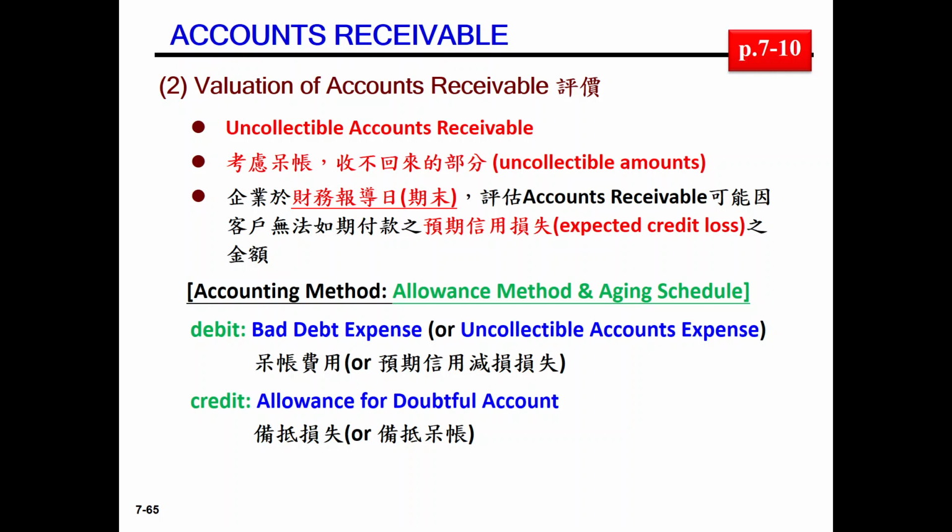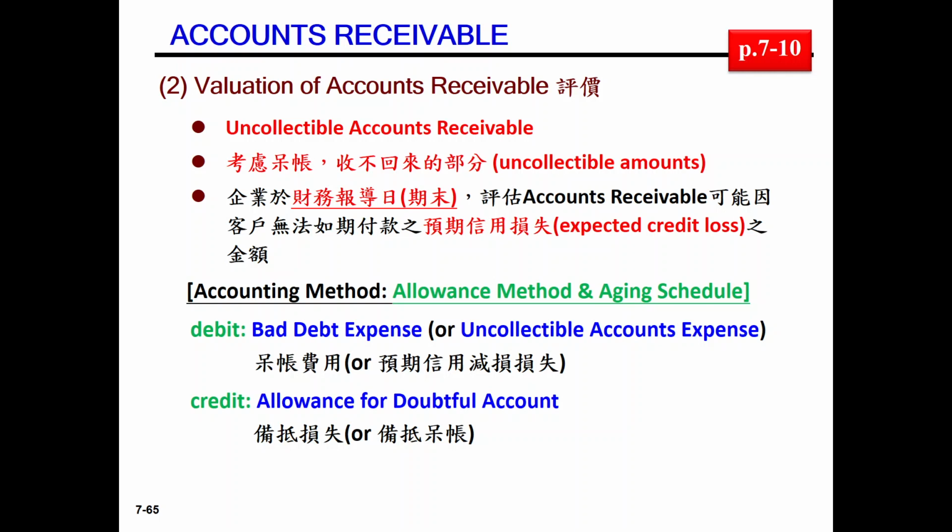Allowance method. Then for the amount, what's the journal entry we use? Debit, bad debt expense, right? Credit, allowance for doubtful accounts. So at the end of each period, we use the journal entry debit bad debt expense, credit allowance for doubtful accounts to record the amount maybe we cannot get back.